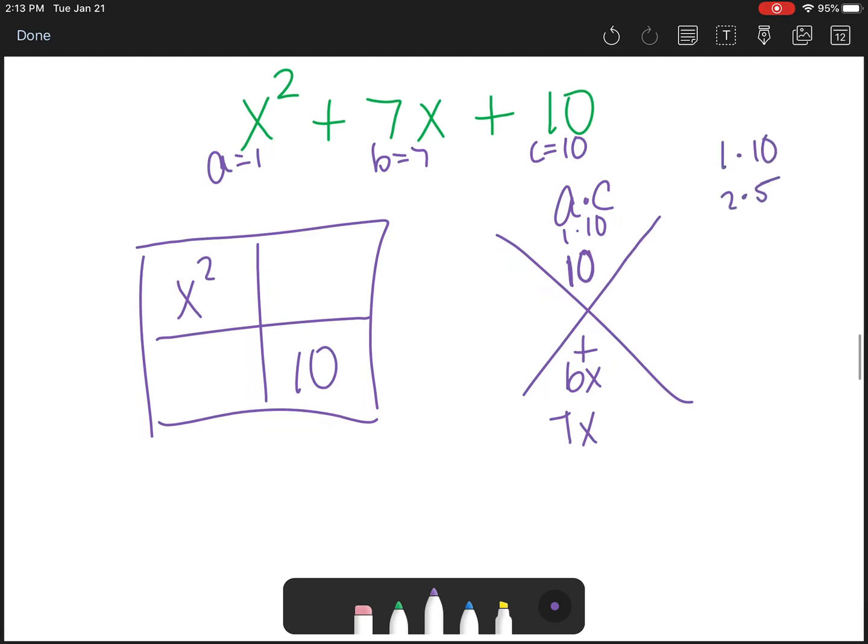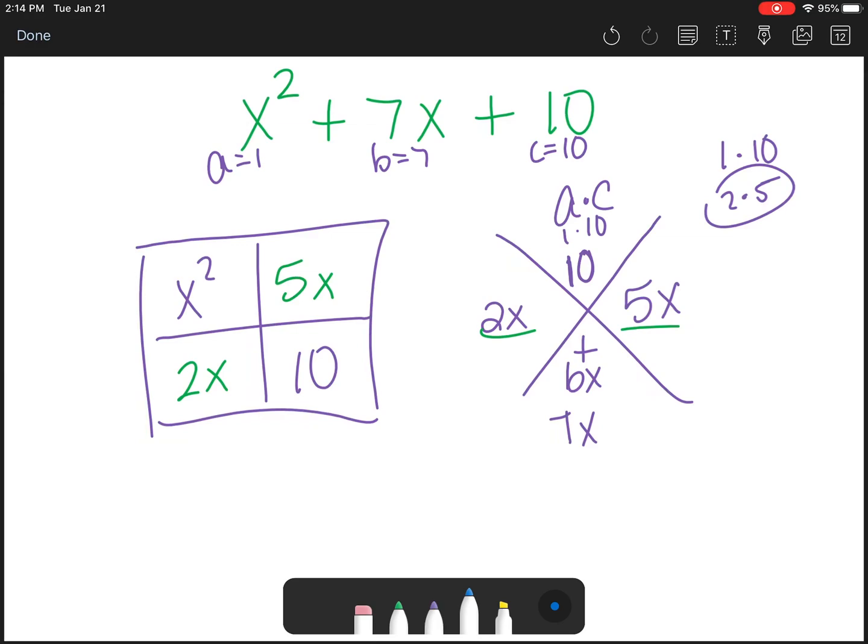10 doesn't have that many factors, and looking at it, we can tell right away 2 plus 5 is going to give us 7. So 2 times 5 is 10, 2 plus 5 is 7, and so we know what goes in our box. And hopefully you're getting quicker at this box method. It takes a while at first, but after you practice it and you know what the next step is, it starts to go more smoothly for you.